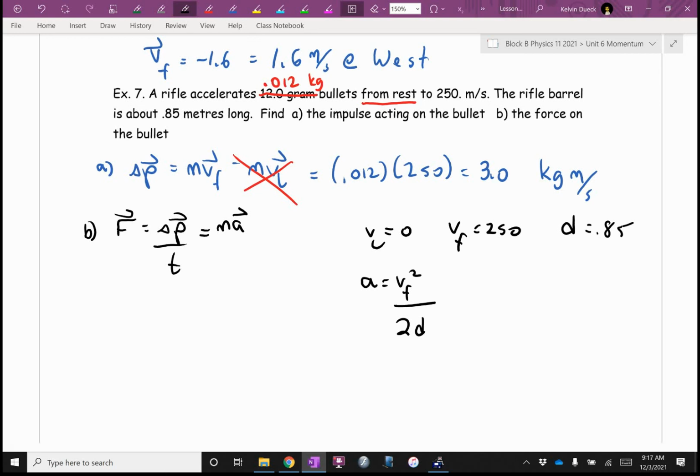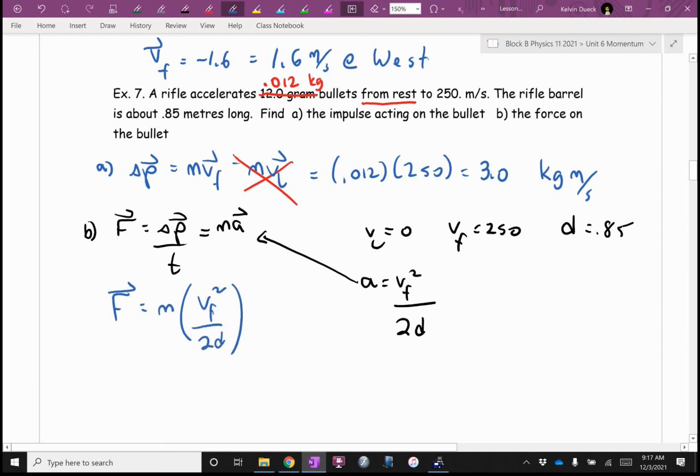Okay? Yeah? Okay. So I would walk over here and I would say, rather than using impulse, this time it's not going to save me any time. Instead, I'm going to go mass VF squared over 2D equals MA. I could have calculated it, but I was lazy. I just stuck the letters in there. Hey, another equation for force. Don't memorize it.